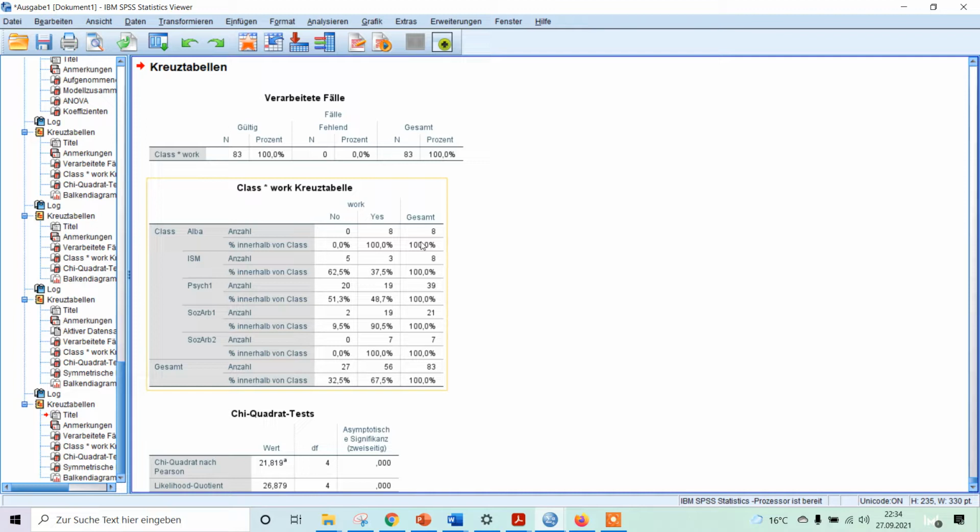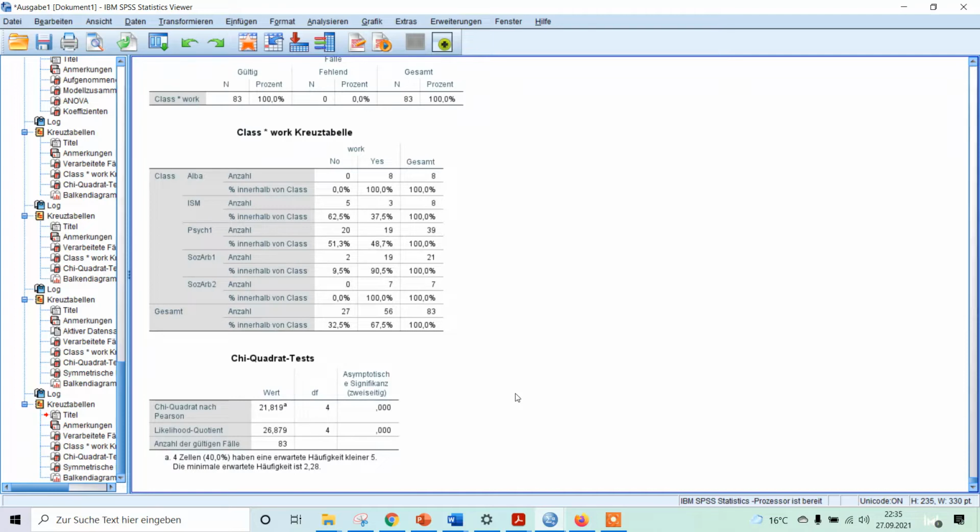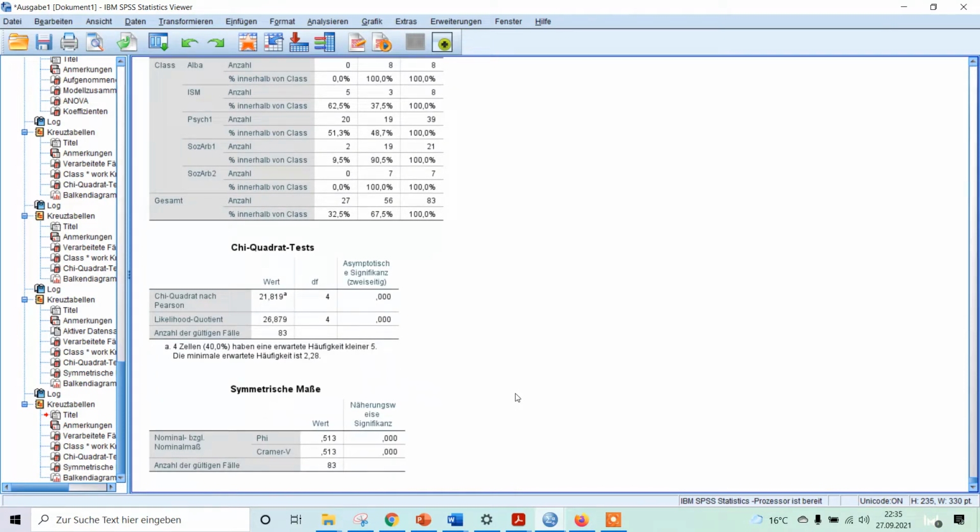Okay, and here now you see we only have no and yes. We don't have ja and nein, the German expressions, anymore. So now you can see at Alba we have 100% of the students working, in your class 37. Psychology we have about 48.7% of working students and so on. So let's see, all in all, are these variables independent or dependent? And obviously the differences are significant. So the probability that a student works depends on the class he's a member of.